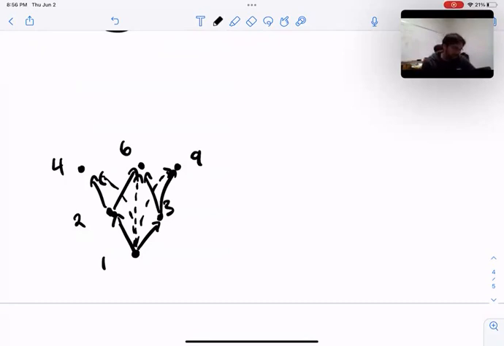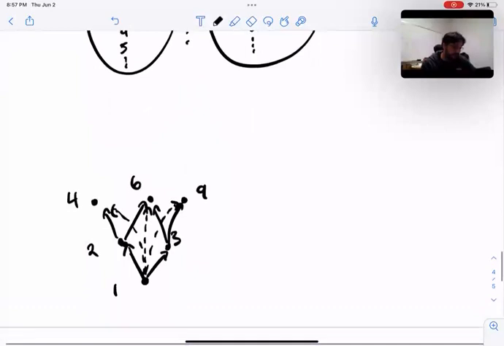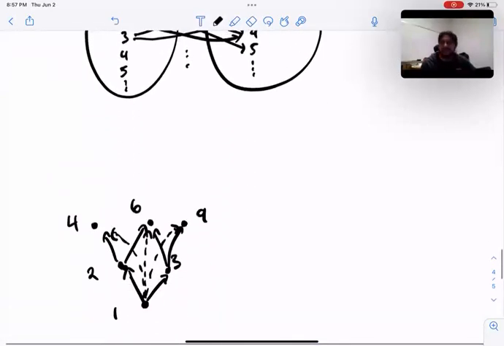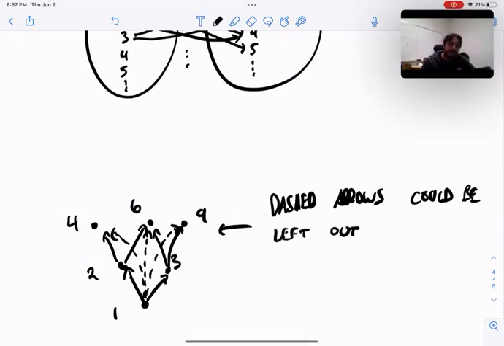So sometimes what you want to do to understand your relations better, to make them easier to represent, is to understand some properties of your relations, right? So these dashed arrows that are cluttering up the picture could be left out. I could eliminate them and say that they're just implied in this diagram.